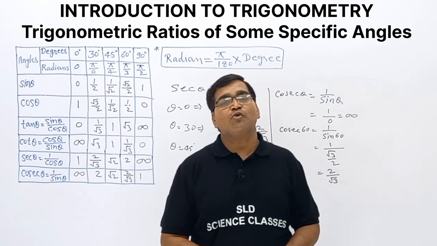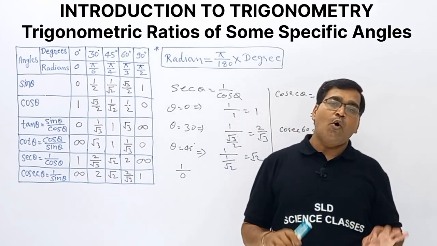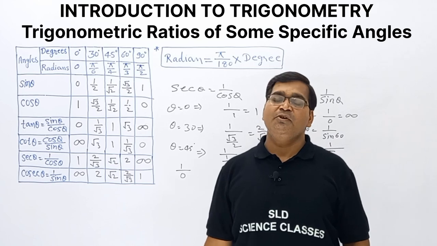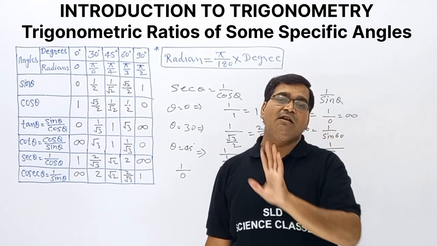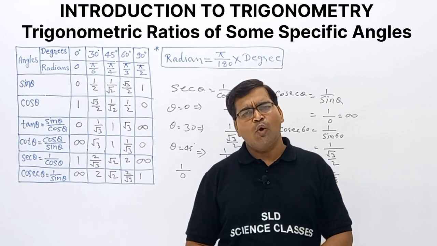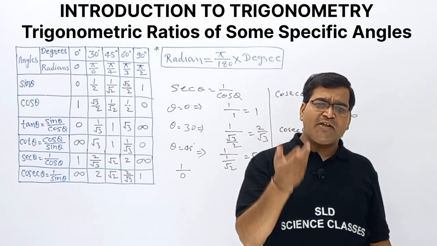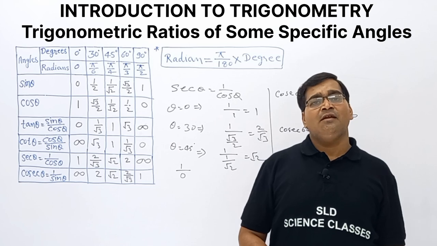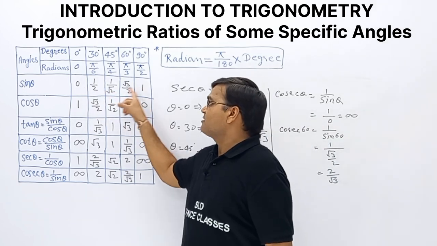So this is the process of finding all values of specific angles. We are having 5 specific angles. We can obtain all trigonometry ratio values by memorizing these values only. Sin theta.